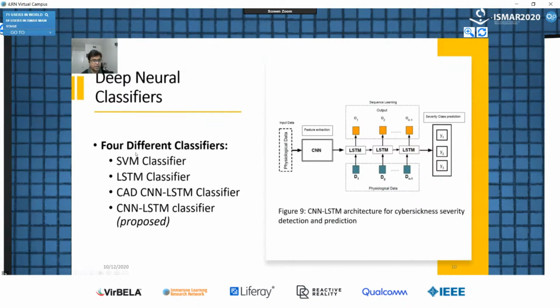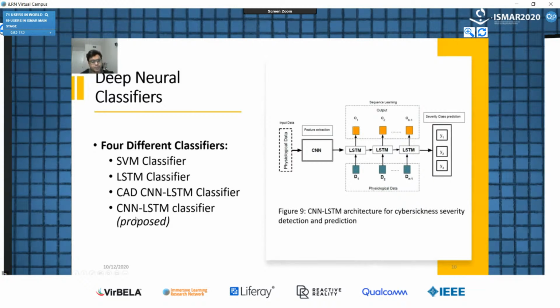And we used 4 different types of classifiers. The first one is the support vector machine classifier. The second one was the long short-term memory classifier. The third one is basically a coronary artery disease prediction model, a combination of convolutional neural network and LSTM classifier that people used for coronary artery disease prediction. And we used that one because we actually used heart rate data, so that makes sense.